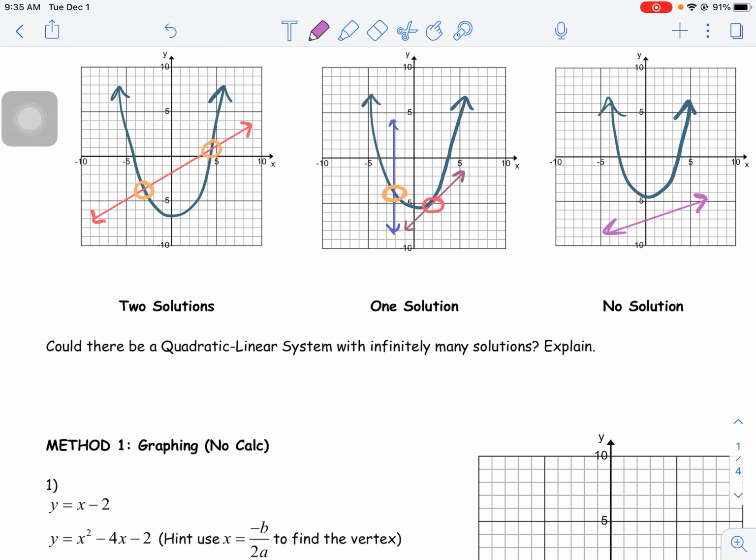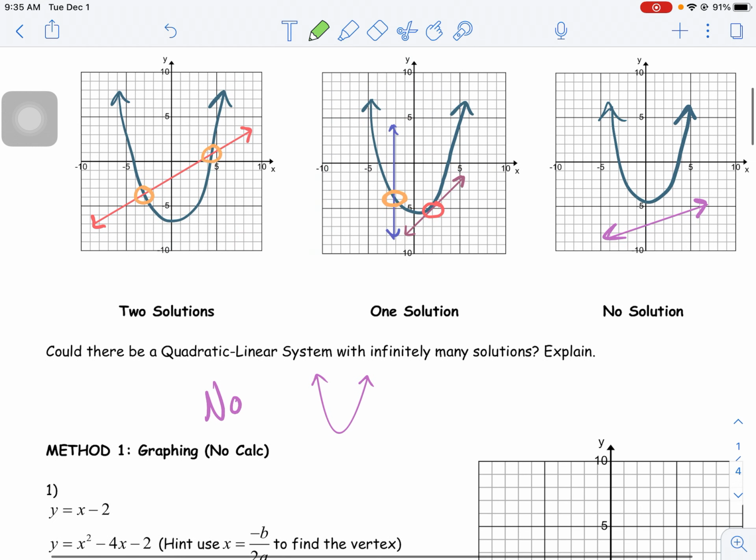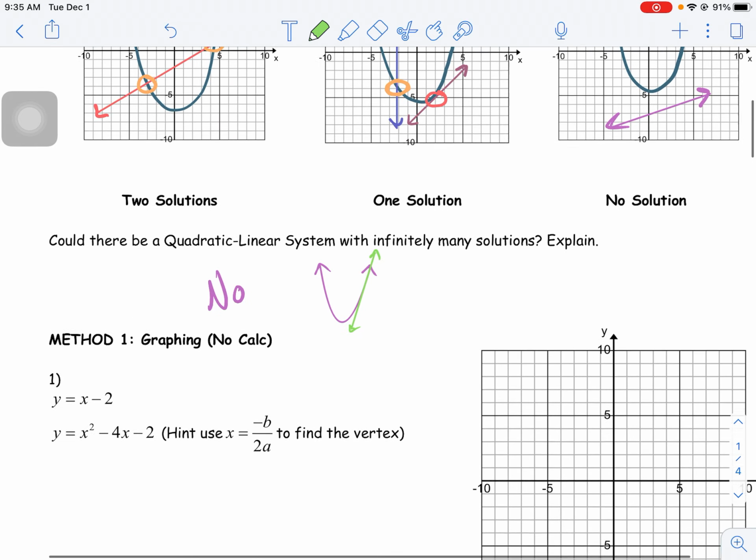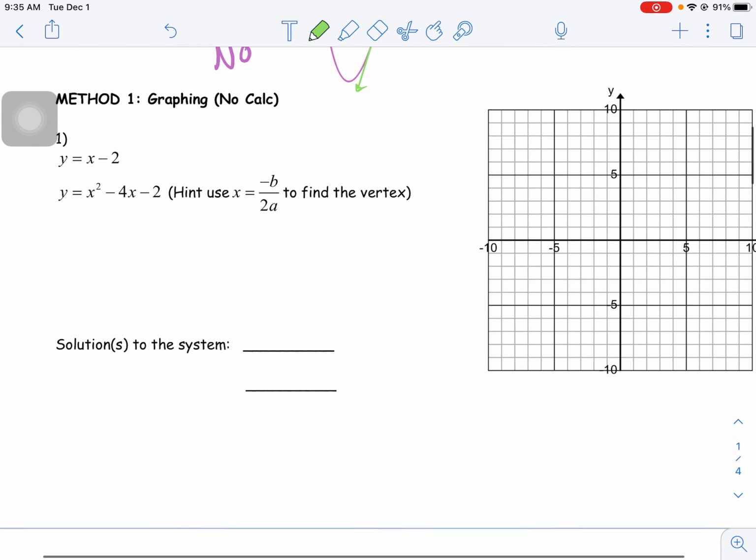The next question says, could there be a quadratic linear system with infinitely many solutions? And this is a big no. The reason is because a linear system is linear, right? For it to have infinitely many solutions, we would have to somehow be overlapping the quadratic, and with a linear system, we're never going to be able to overlap this quadratic. We might be able to get close to being the same steepness at some point, like this, but that's still only going to cross it either twice or maybe just one time hitting it tangentially. Either way, it's not possible to get infinitely many solutions.